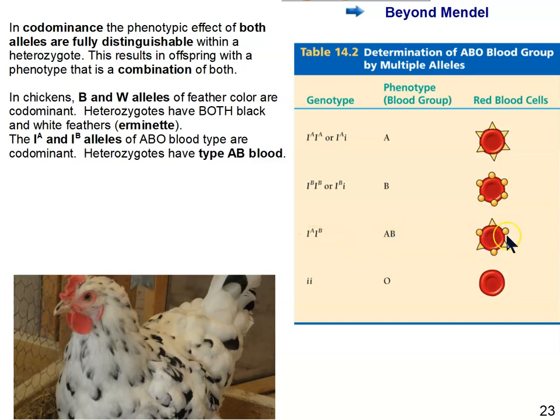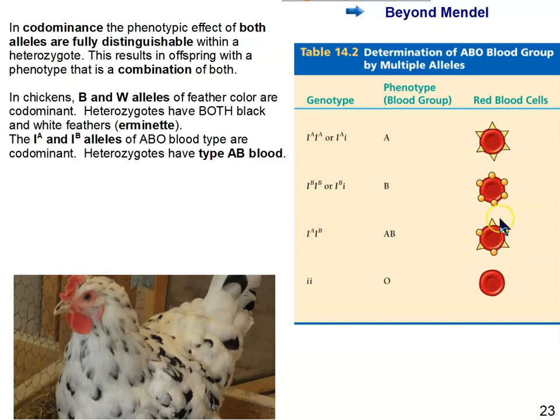Both A and B are codominant. And so a person that receives both the A and the B allele, notice that they're being represented here by capital I's. Both of them have capital I's, and then a superscript capital A, superscript capital B. Everything's capital because it's codominant. Nothing is recessive.